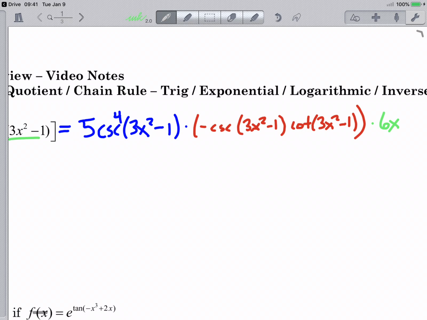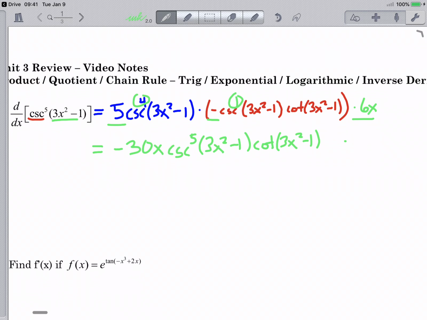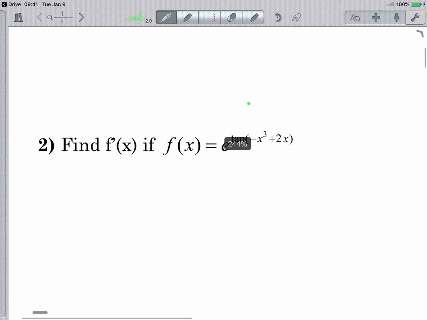As a final answer, I would probably take the 5, the negative, and the 6x and move it all to the front. So I've got negative 30x. I've got cosecant to the fourth and to the first, so I end up with cosecant to the fifth of 3x squared minus 1, and then I've got that lone cotangent. So, pretty simple chain rule, and simplified algebra, not bad.